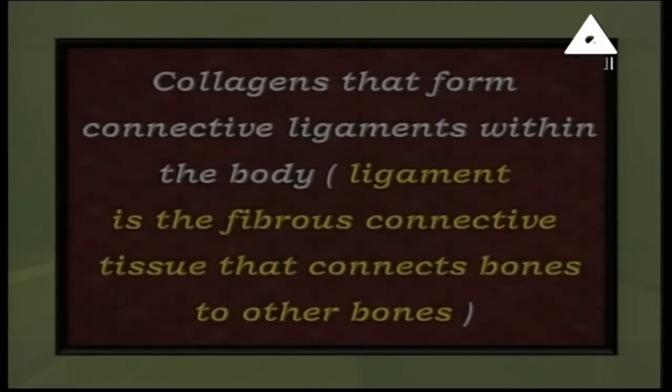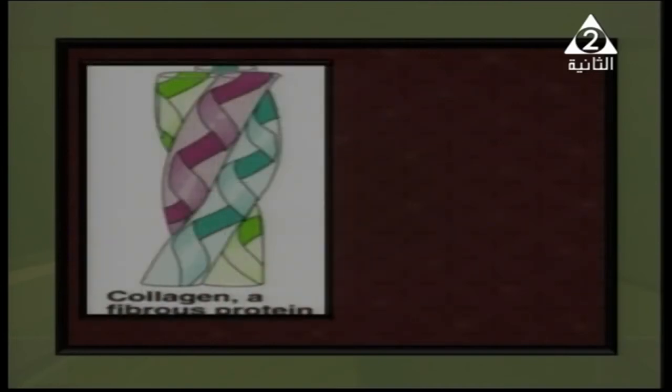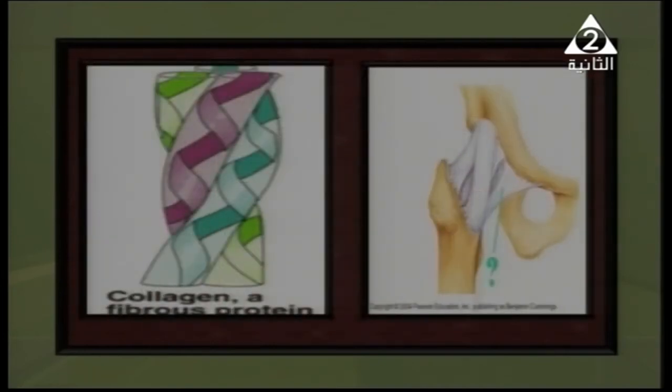Number two, collagens that form connective ligaments within the body. The ligament is the fibrous connective tissue that connects bones to other bones, and the ligaments between blood and lymph cells. This figure represents collagen fibrous protein that exists in the ligaments between bones or other organs.